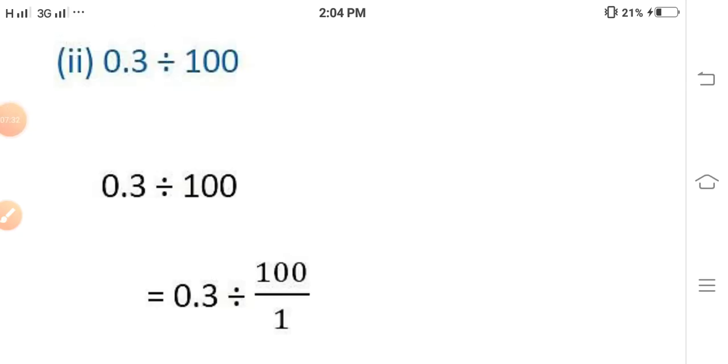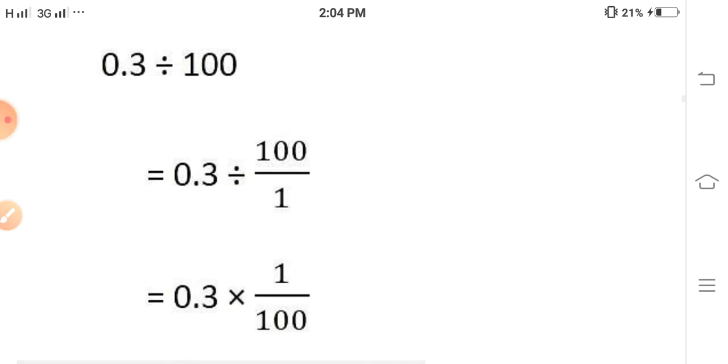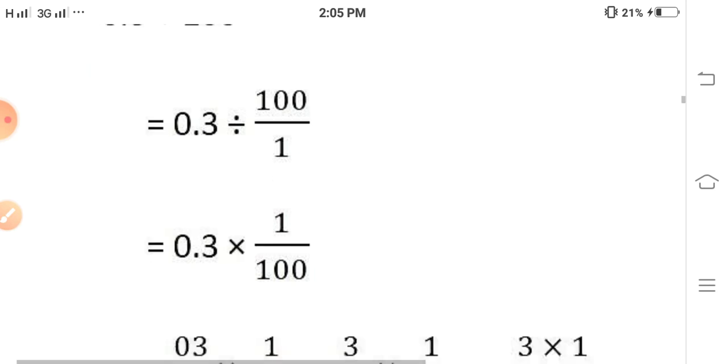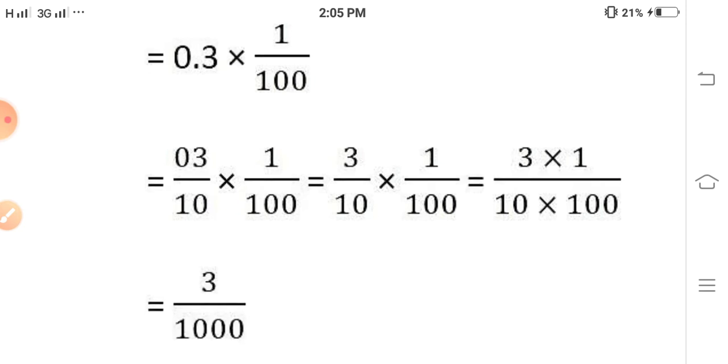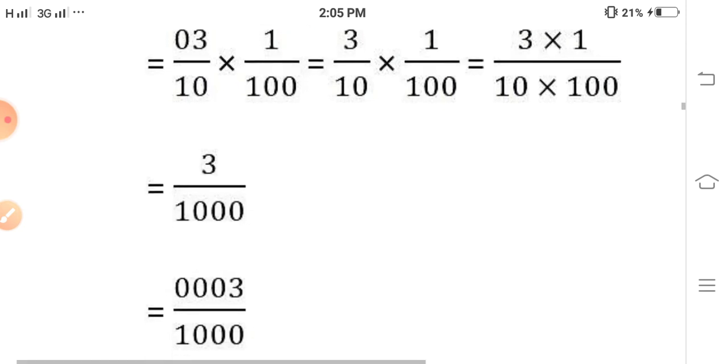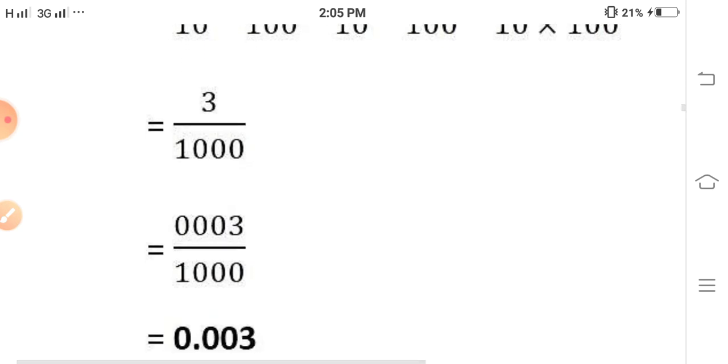Next, 0.3 divided by 100. Write 100 as 100 upon 1. Take the reciprocal and change the sign. Remove the decimal. So it becomes 3 upon 10 multiplied by 1 upon 100, which is equal to 3 upon 1000. Now as there is only one digit in the numerator, we will add zeros. So it becomes 0.003.